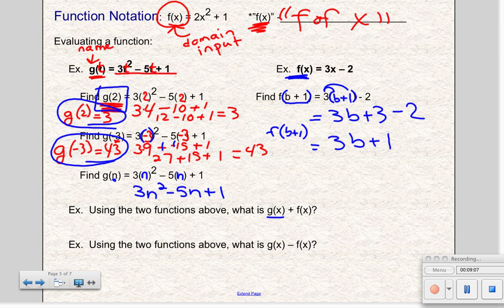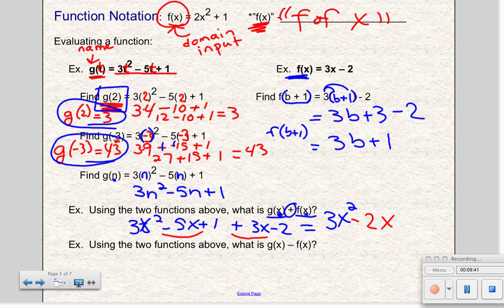So if I'm adding g of x plus f of x, it's just combining like terms. So it's g of x and f of x. So that would be 3x squared minus 5x plus 1 plus 3x minus 2. See, I'm adding them. So 3x squared, there's no more x squared, so that's just 3x squared. Negative 5x plus a 3x is minus 2x, and a plus 1 minus 2 is minus 1, and that would be my answer.